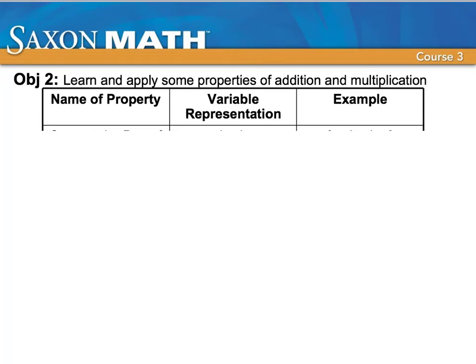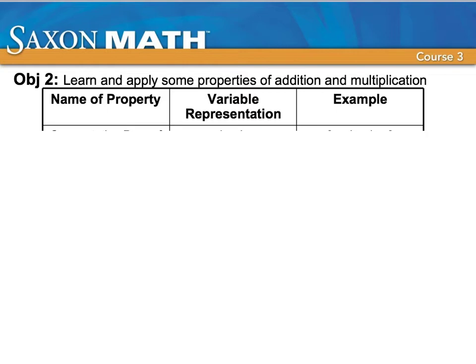Okay, welcome back for part 2 of lesson number 2. Still the same lesson, just the second part of it, because it's kind of long, we had to chop it into 2 videos. So objective number 2 is to learn and apply some properties of addition and multiplication. Addition and multiplication have a bunch of properties that we can use to help make problems easier for us to solve and things like that.